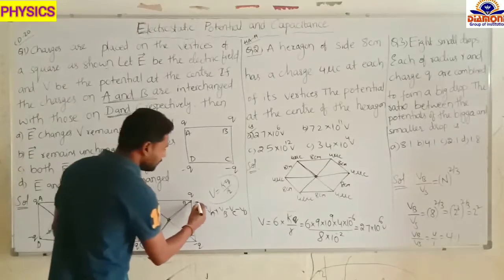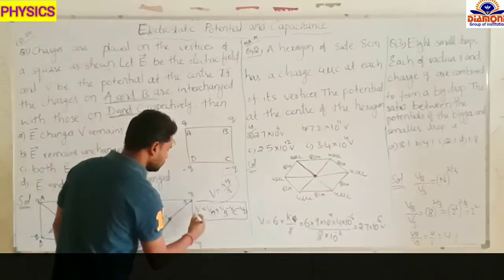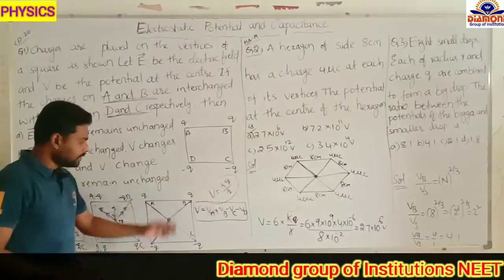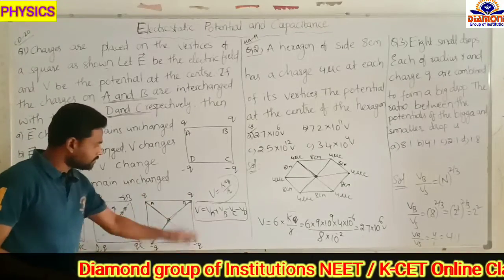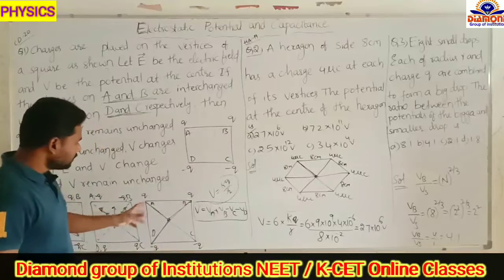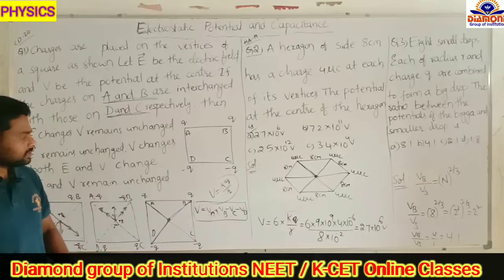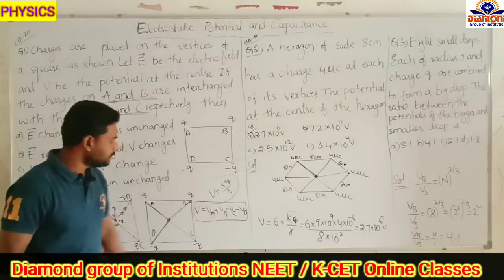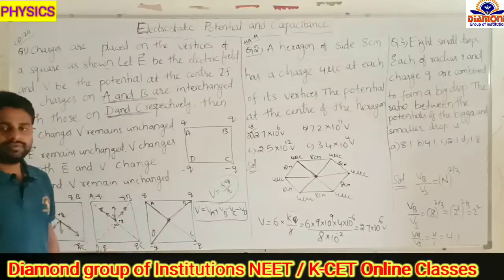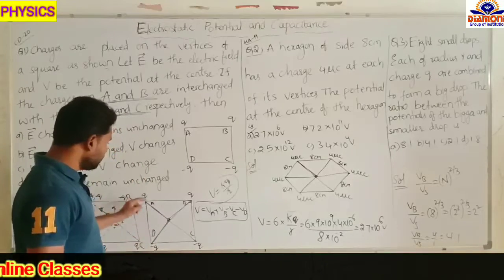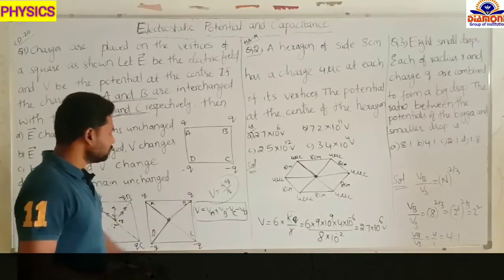That means we are getting the resultant is this one. If we interchange this one, minus Q here and plus Q here, minus Q here, plus Q here also. If we interchange the charges, the potential at the center does not change. Whatever value we get here, after interchanging also we will get the same potential. That means potential does not depend on the interchange of the positions.